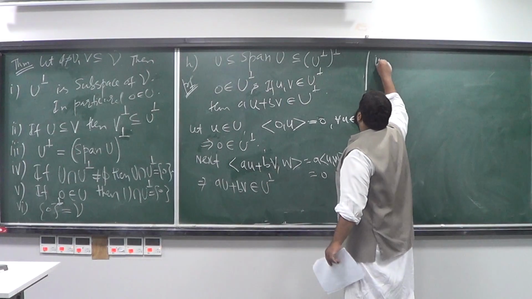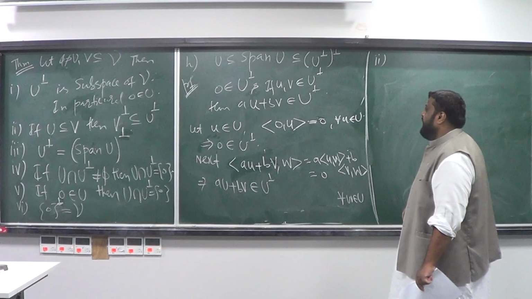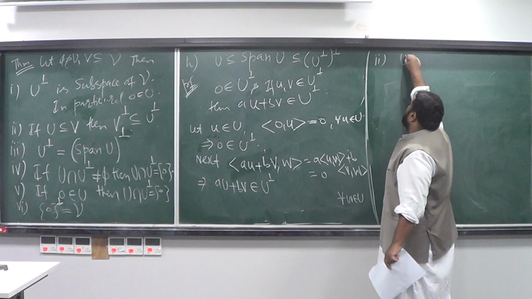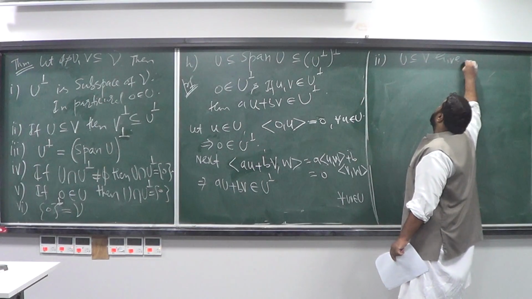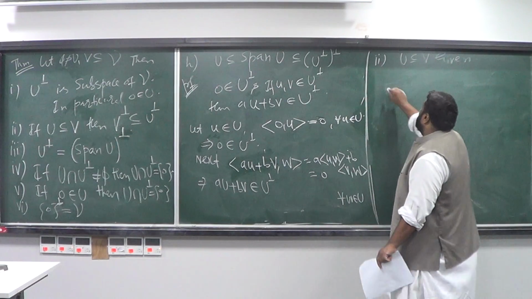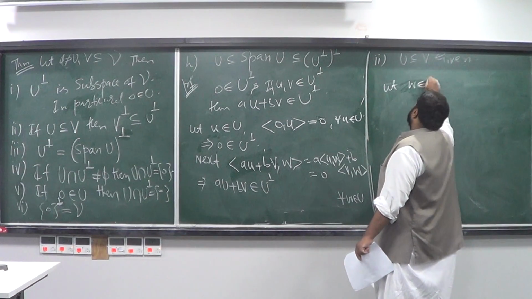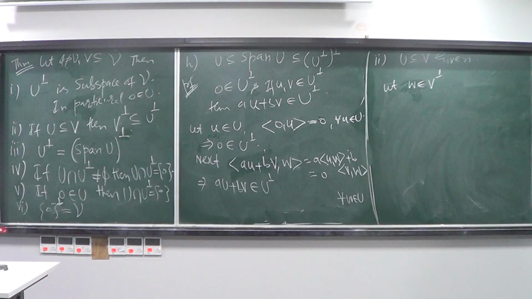So let's think about part 2. Part 2 says that if U is a subset of V, then V perp is a subset of U perp. So U is a subset of V, this is given, and I need to show that V perp is contained in U perp. So let me take a W from V perp, and I'll show that this will also belong to U perp.